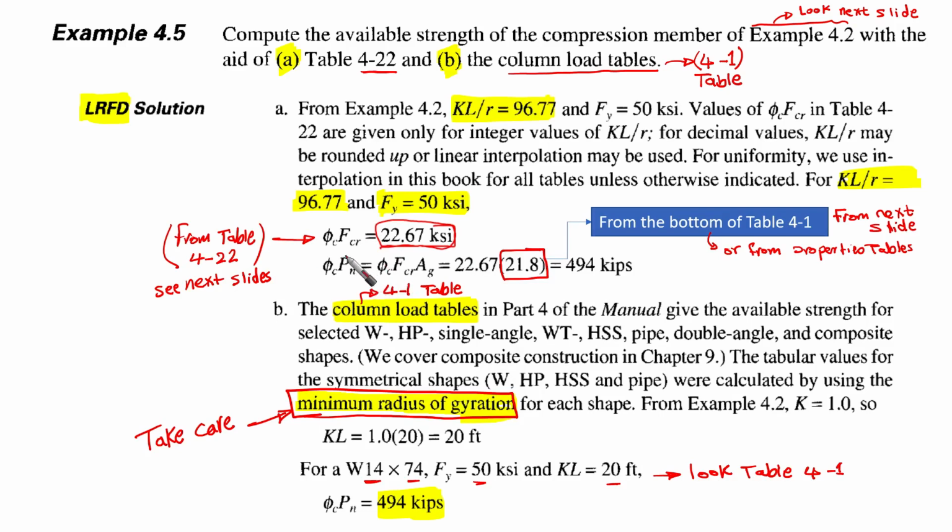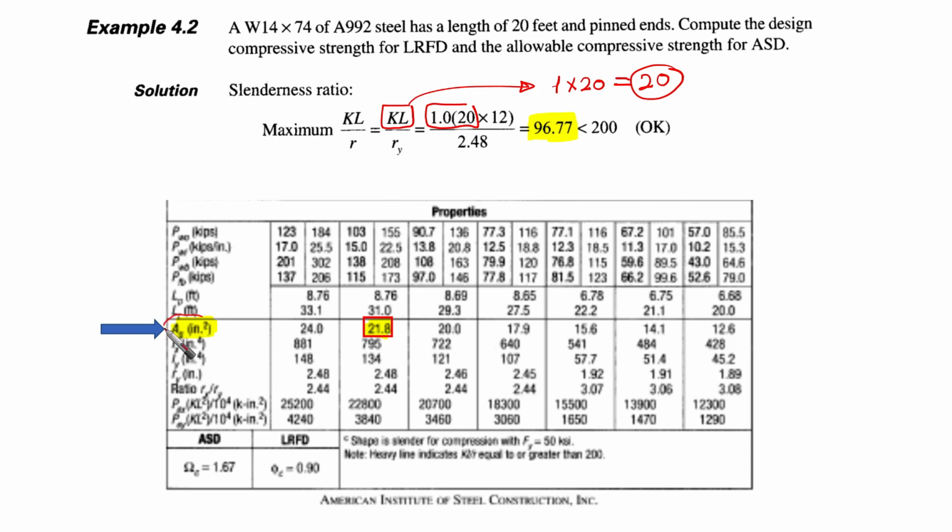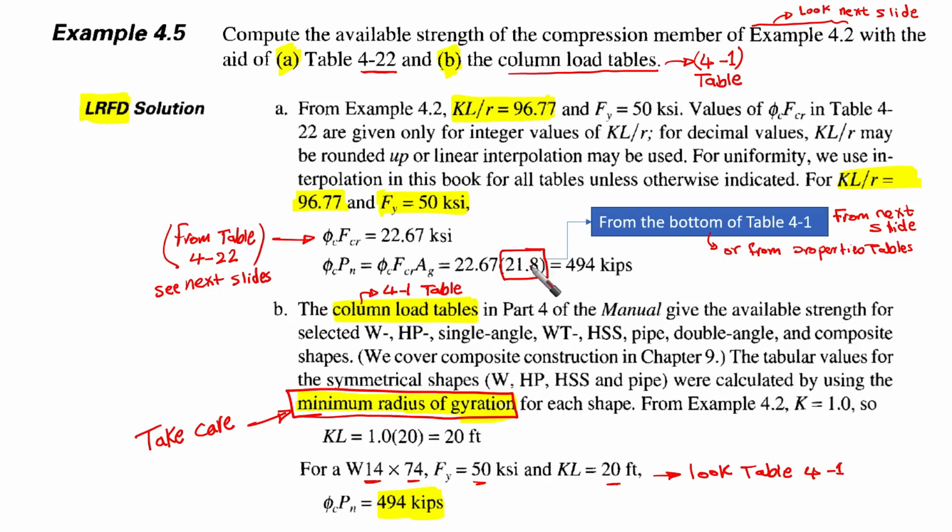Now this is the design strength, and we are going to use this value to get the design strength, which is phi C times Pn. This is phi C times FCR, which we have already obtained from the table, times the gross area. As I said, the gross area can be obtained from the dimension and properties table, or from table 4-1. You can find it here, which is 21.8. This is from the bottom of table 4-1, or from the dimension and properties table. Both of them are okay.